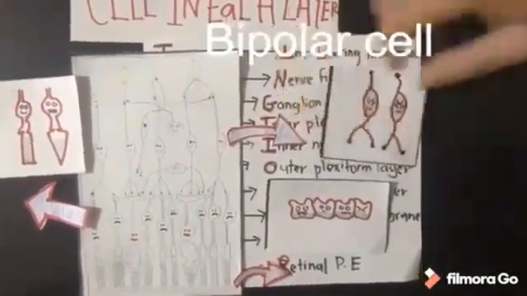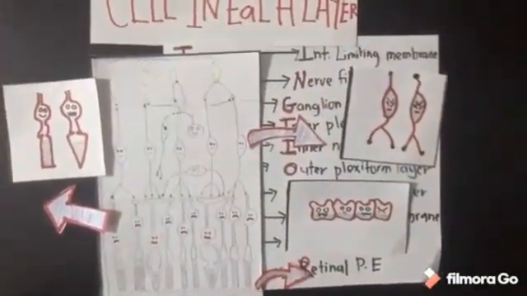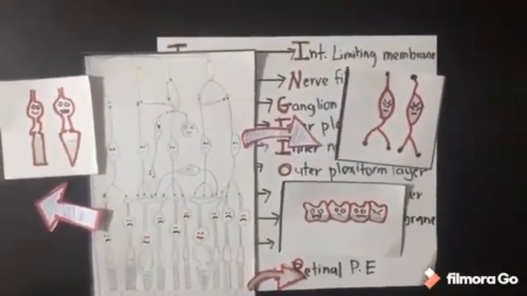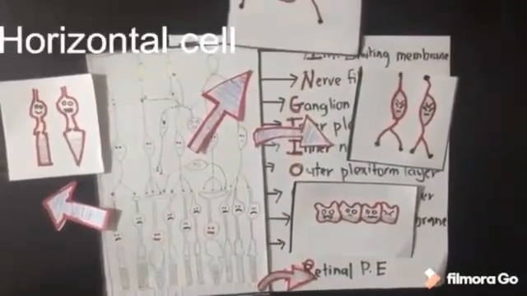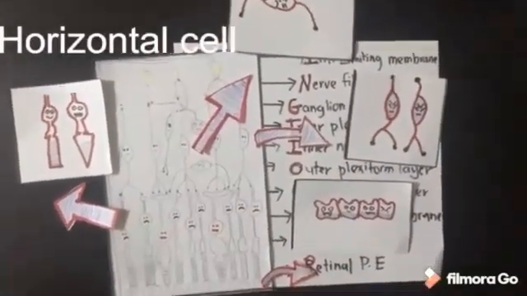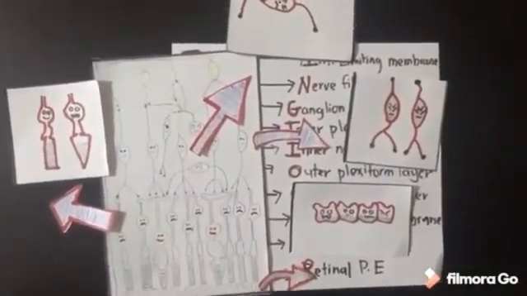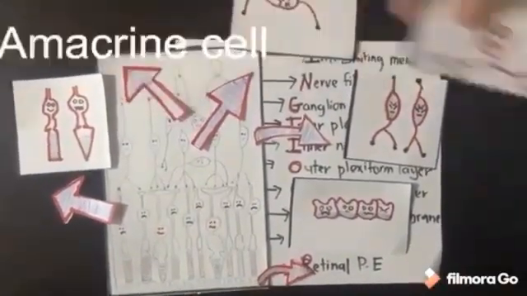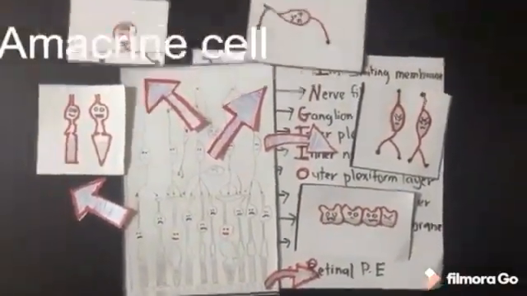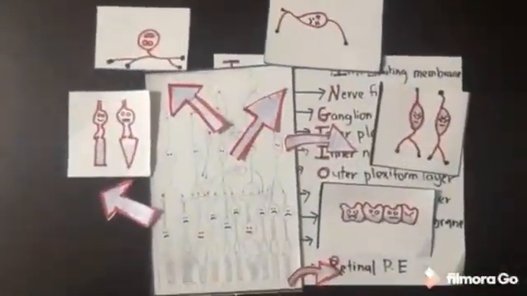The next layer we have bipolar cells, which relay information from photoreceptors to horizontal, amacrine and ganglion cells. And in the same layer, we have horizontal cells that transfer information in a horizontal direction and release inhibitory transmitter. The next cell we have is the amacrine cell, which has a large cell body, modulating information that reaches ganglion cells.